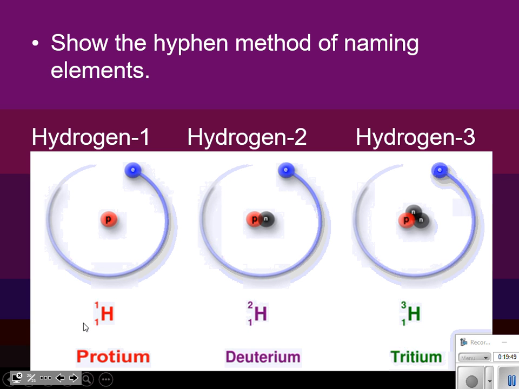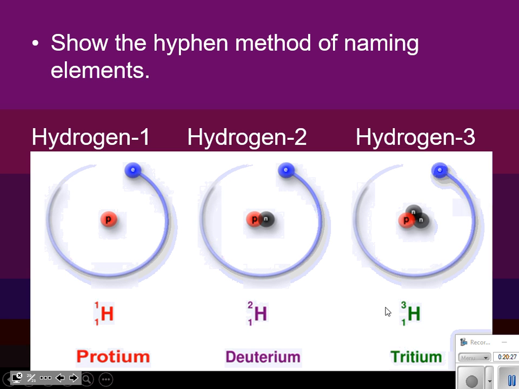How many neutrons? 0. Hydrogen 2, deuterium here. That 2 is the atomic mass, meaning that it has one proton in the nucleus, one neutron in the nucleus. Hydrogen 3, okay? Tritium has one proton and it has two neutrons. So the mass is 1, 2, 3. That's where the 3 comes from. So these are 3 different isotopes of hydrogen.